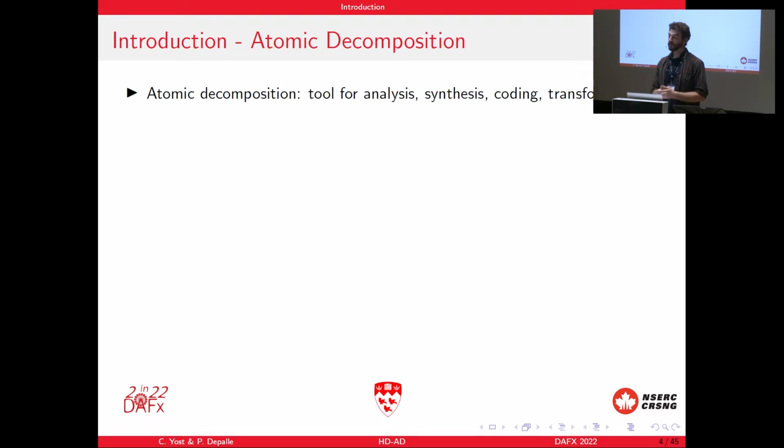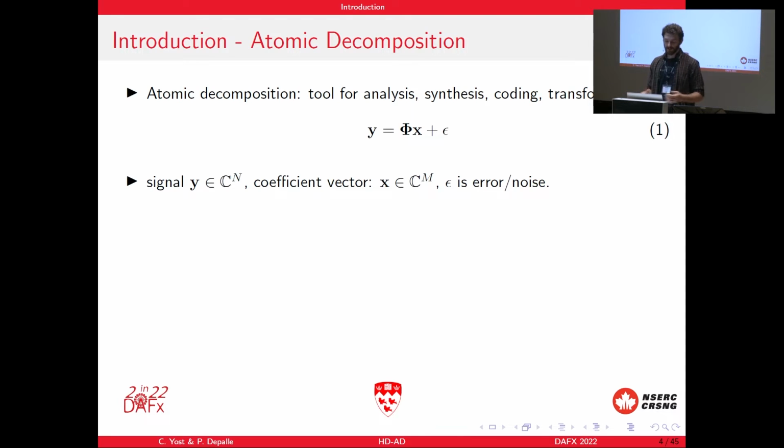So atomic decomposition is a tool for analysis, synthesis, coding, and transformation. And the atomic decomposition of a signal y assumes a linear relationship between a redundant dictionary of atoms, phi, and the coefficient vector x, which describes the contribution of each atom in the dictionary to the signal. And epsilon is the noise and error term.